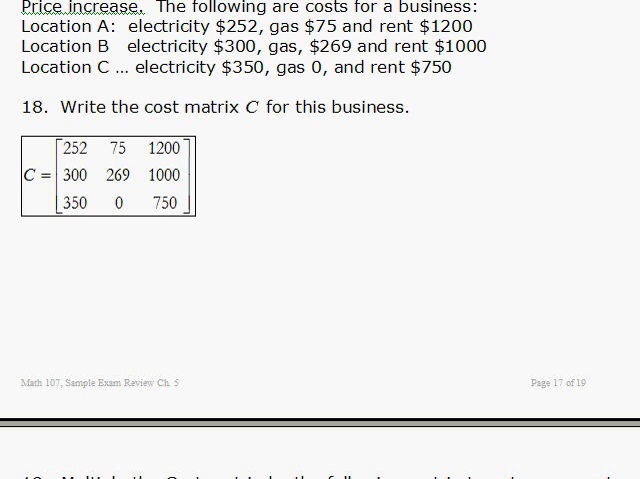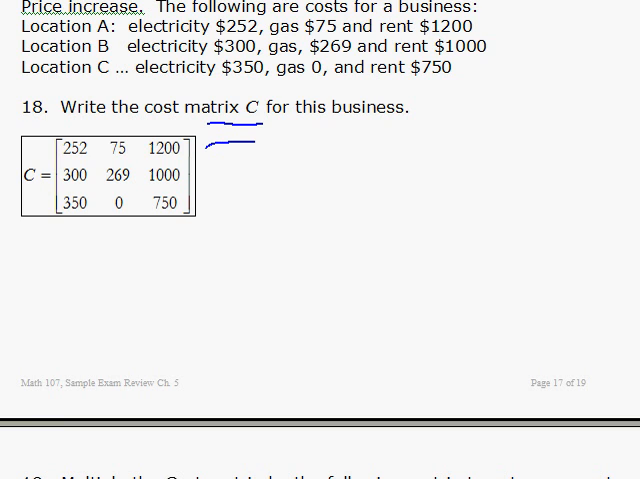In this problem, you're given information about 3 locations and their utilities: electricity, gas, and the rent. All right. You need to write the cost matrix. This is not specified for you. You do it any way you want.